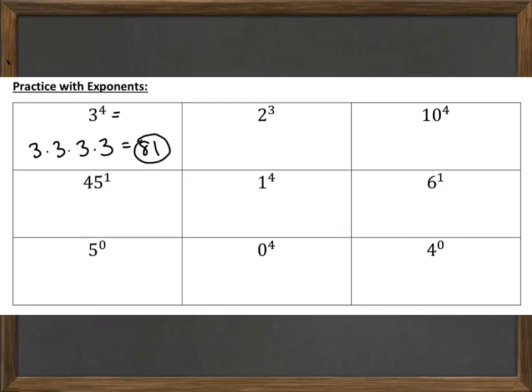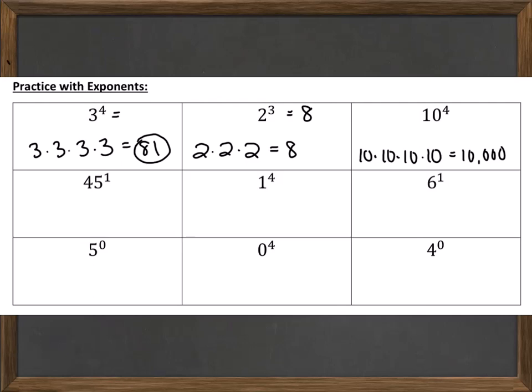So let's keep going. 2 to the 3rd power. The base is 2. The exponent is 3. That tells me that I have to write 2 three times. So 2 times 2 times 2 is 8. Again, you could directly type in 2 to the 3rd power into a calculator and find out that it is 8. How about 10 to the 4th power? Well, we have 10 times 10 times 10 times 10. Okay, so that is going to give us 10,000.